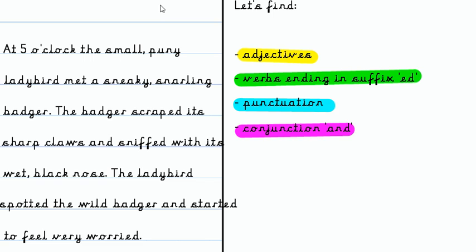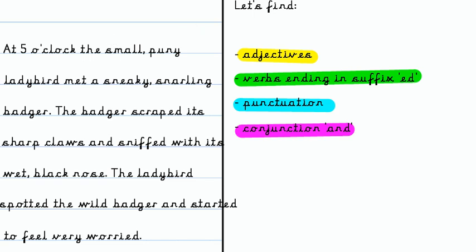So I'll read my one to you, and then later we're going to have a look and find some success criteria within it. So it says here, at 5 o'clock, the small, puny ladybird met a sneaky, snarling badger. The badger scraped its sharp claws and sniffed with its wet, black nose. The ladybird spotted the wild badger and started to feel very worried. Oh, well, I suppose it would, that sneaky, snarling badger.